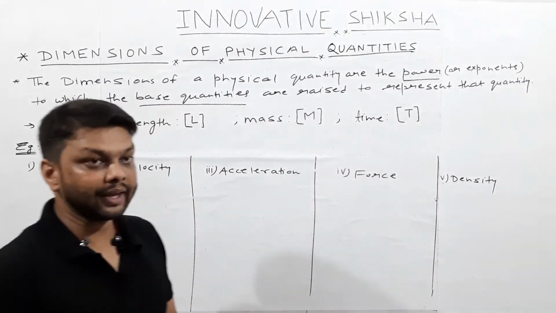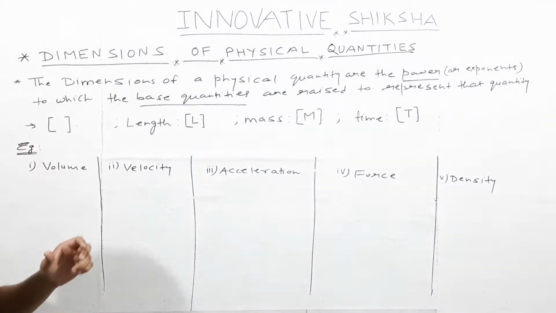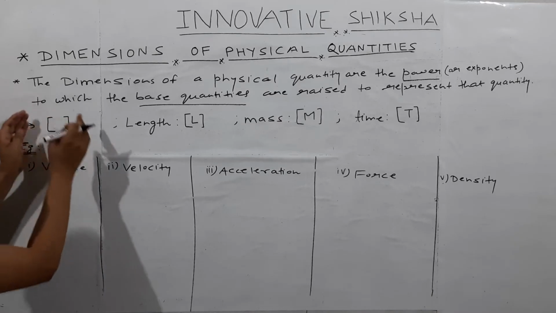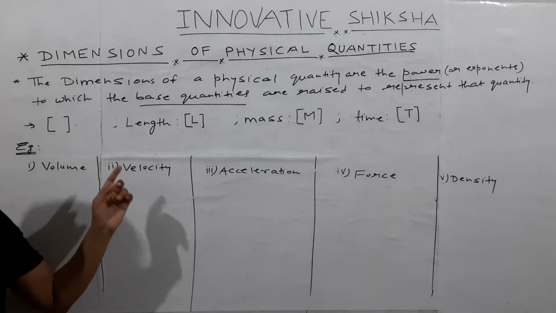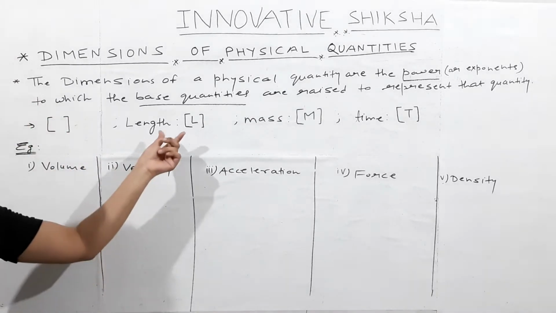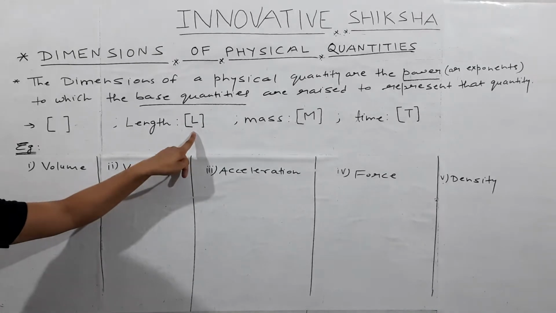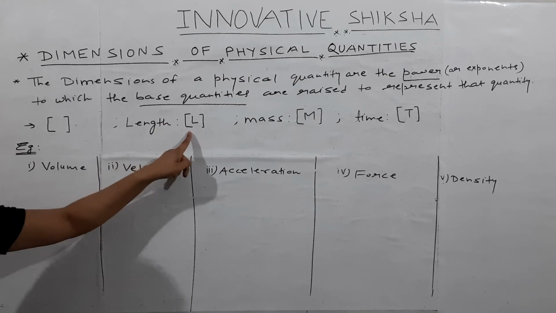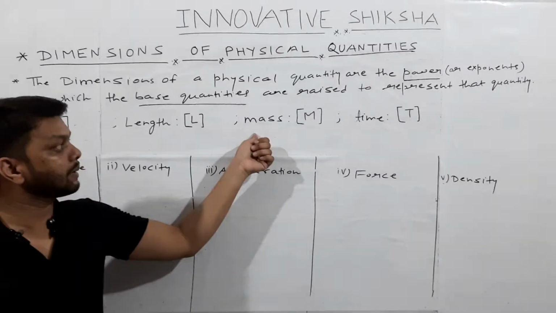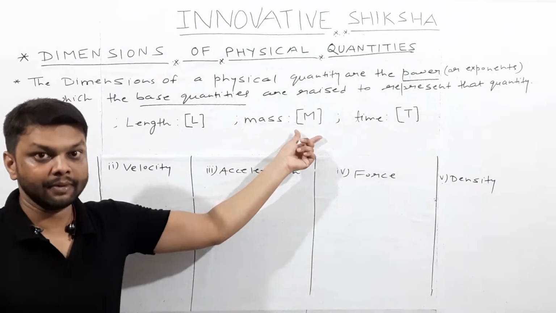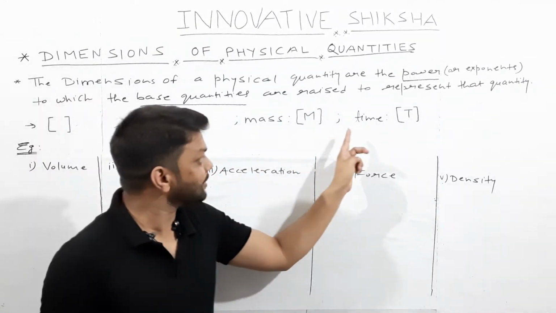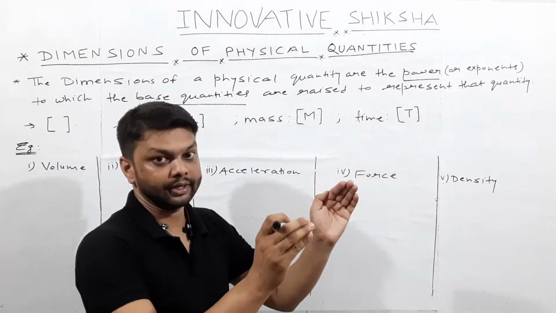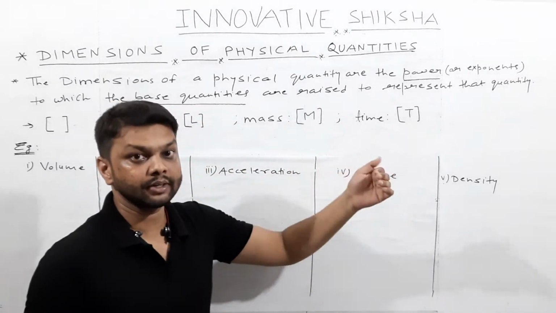Okay, so how we can represent the dimensions? We have to write any dimension in a square bracket. For example, if you want to write the dimension of length, we have to write capital L in a square bracket. So this is known as dimension of length. Similarly, dimension of mass will be represented by capital M in a square bracket. Similarly, dimension of time will be denoted by capital T in a square bracket, right? So this is how we represent dimensions.